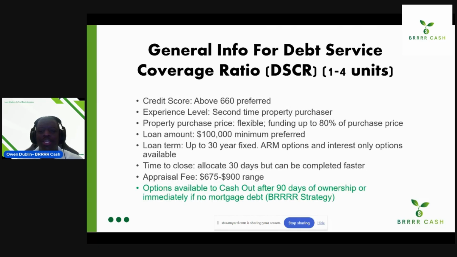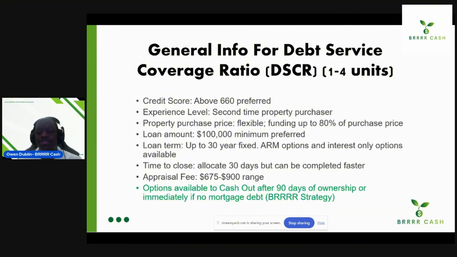Here's some general information regarding DSCR loans. We prefer the credit score to be above a 660. We prefer that you're at least a second-time property purchaser, meaning that at some point in your life prior, you've owned a property. For a purchase, the loan is probably about 80% of the purchase price as far as coverage for the loan. For loan amount, we prefer $100,000 minimum. We do have a few options that go below $100,000, but for the most part, we've seen a lot of our lending partners have increased the minimum loan amounts.